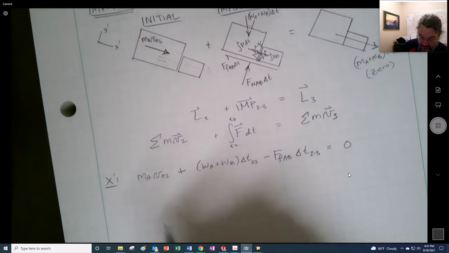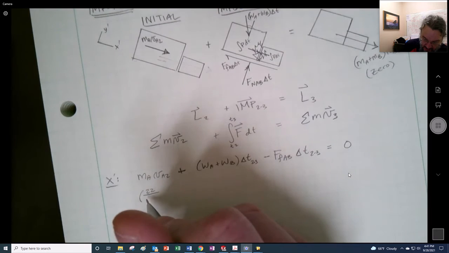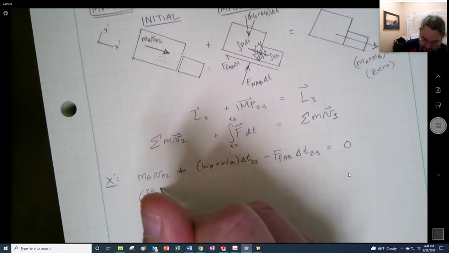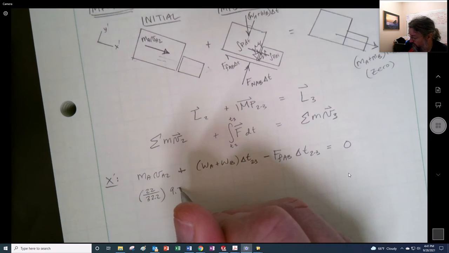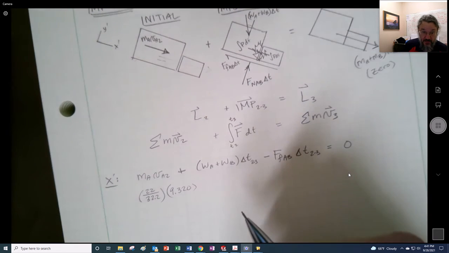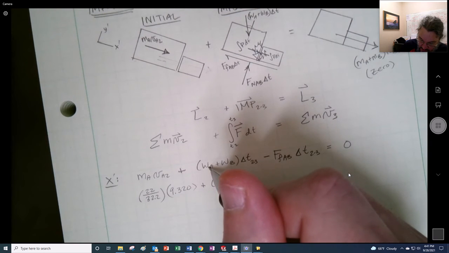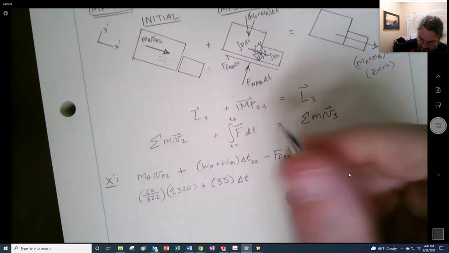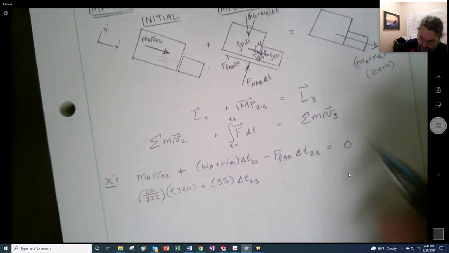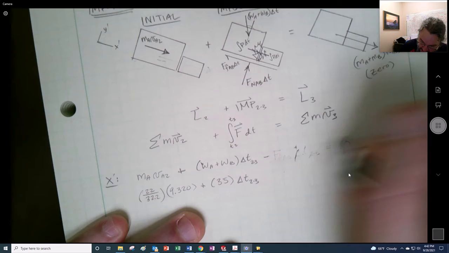So now we can figure out how much time that would take. So we have the momentum from previously. So it's just 22 divided by 32.2 times what we found before of 9.320. So that's the momentum in the x prime direction. Plus our, this 22 and 13, so it's 35 times our delta t 2 to 3, right? And that's going to be, oh, we have to, darn, sorry.